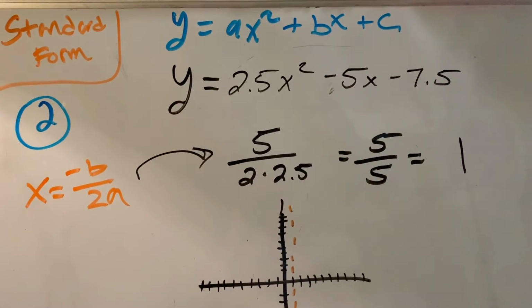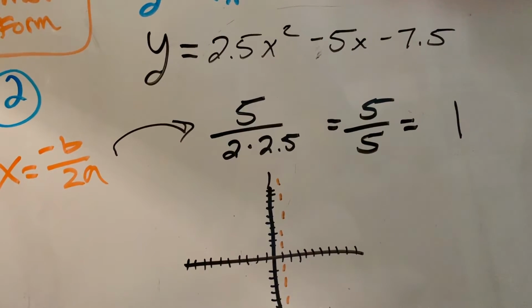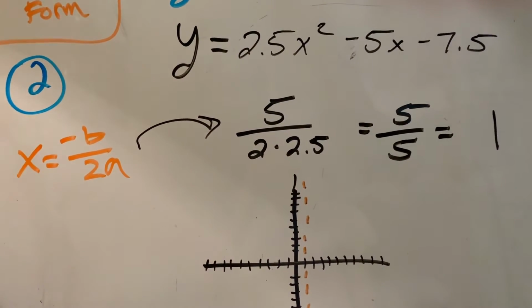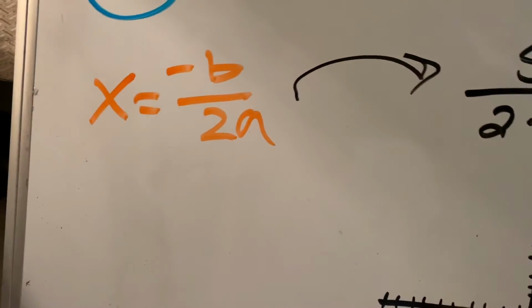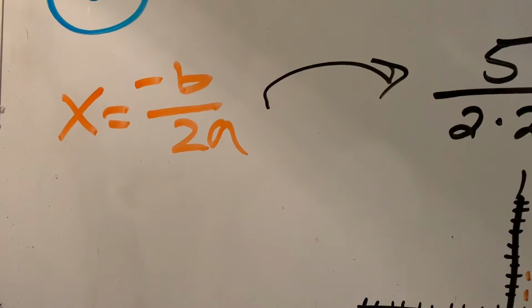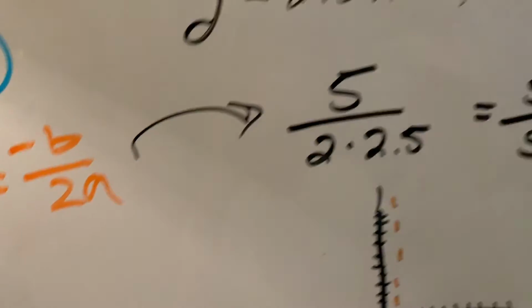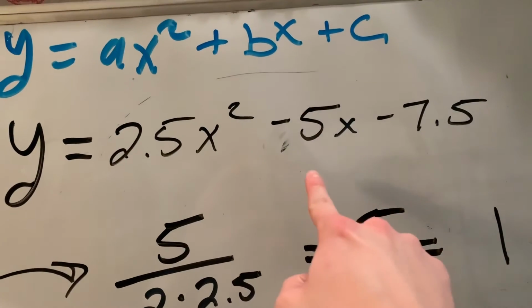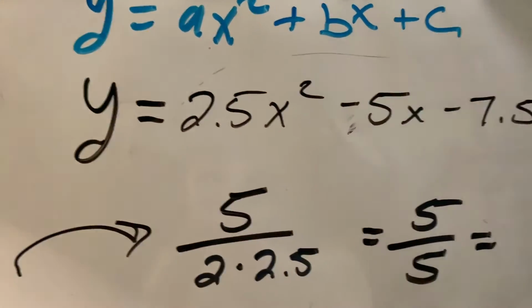Alrighty, step 2 for the standard form is finding... Oh, I have to look at my paper. The axis of symmetry, yes. So we're going to be using this equation here, which assists us in doing that. x is equal to the opposite of b over 2 times a. So if we look over here, our b is negative 5, and our a is 2.5.